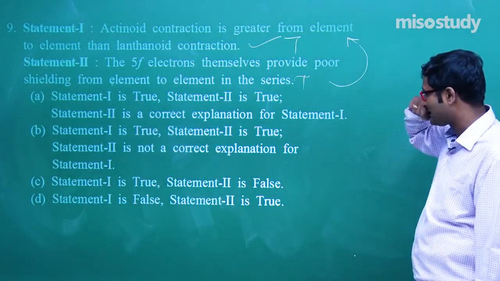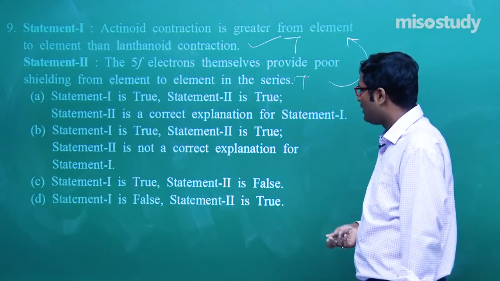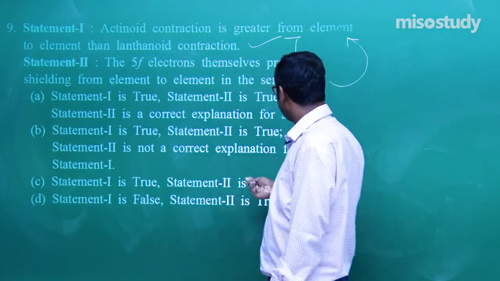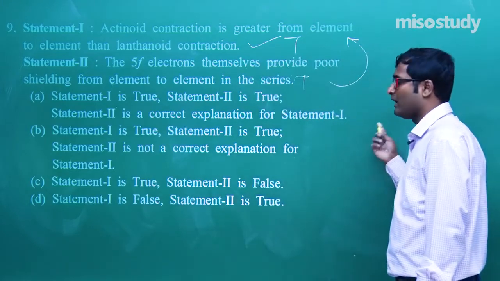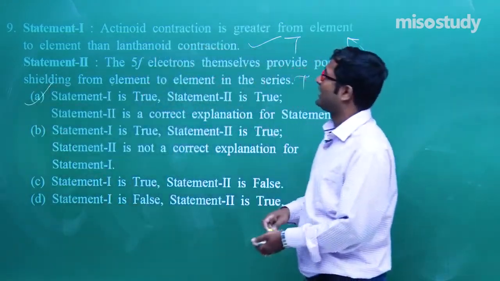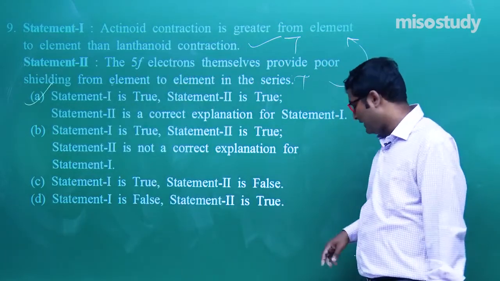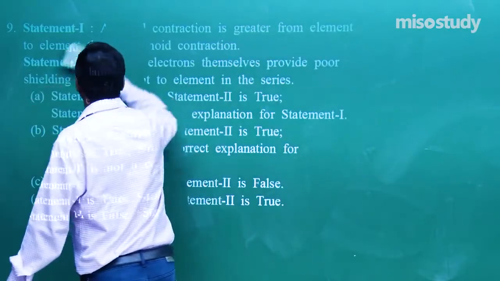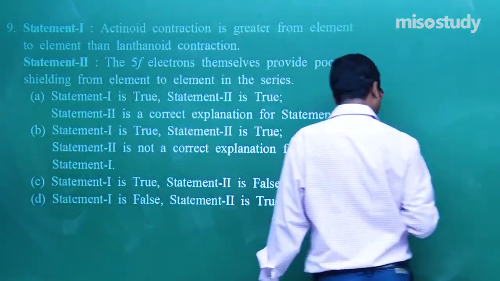Now check out the answer. Statement 1 is true, statement 2 is true. Yes sir, statement 2 is a correct explanation for statement 1. Yes sir, for this question, A is the correct option. Clear? Now I'm going to rub this part, friend, and we'll discuss the next part of the question.